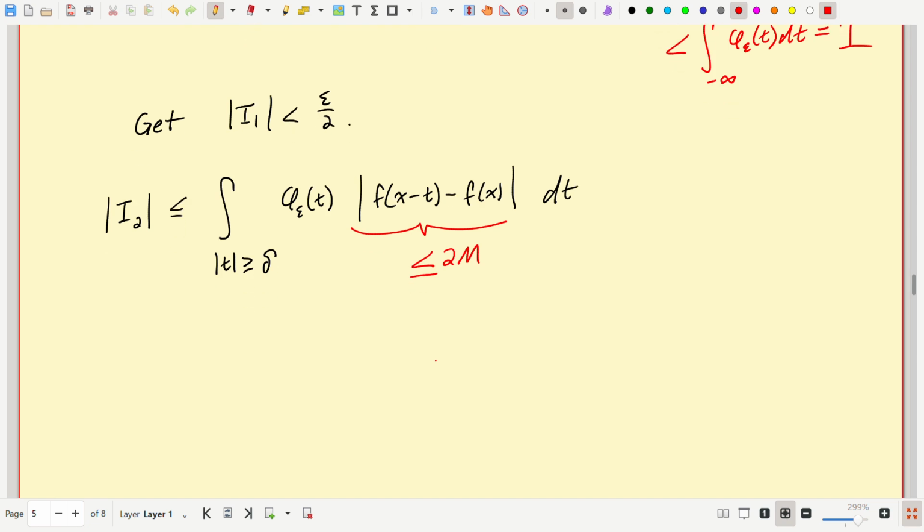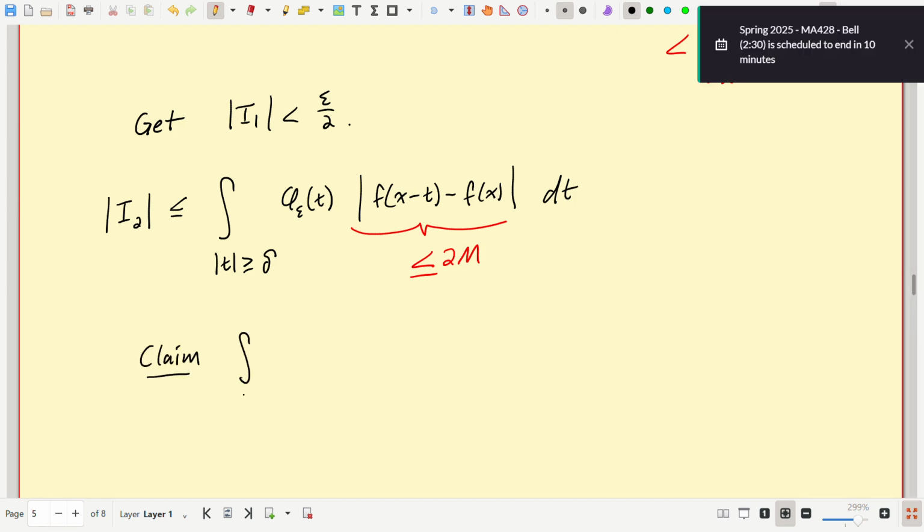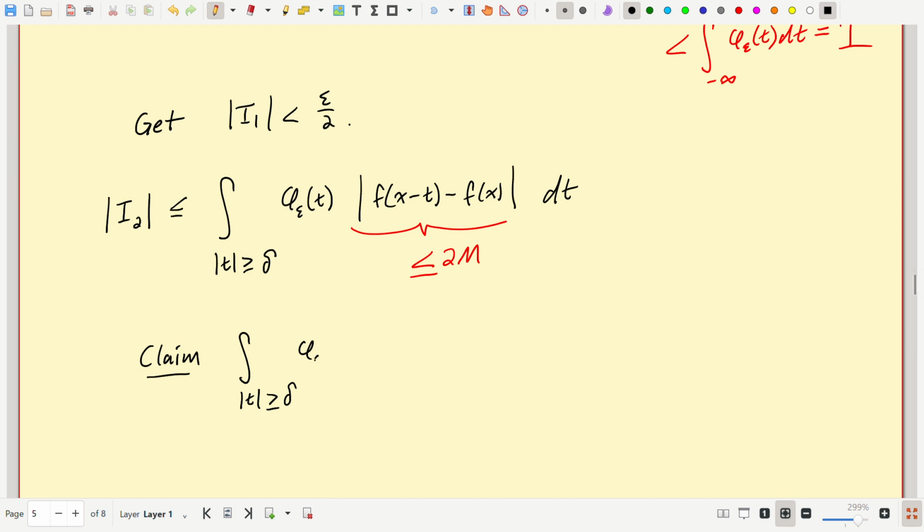And I claim that the integral over t bigger than delta of phi epsilon of t dt goes to 0 as epsilon goes to 0, because the bump is getting squished to the middle, and it's going to 0 really fast out there.